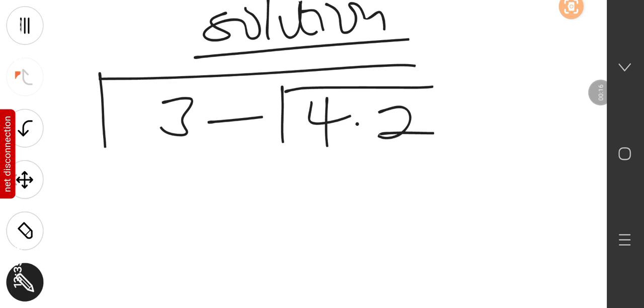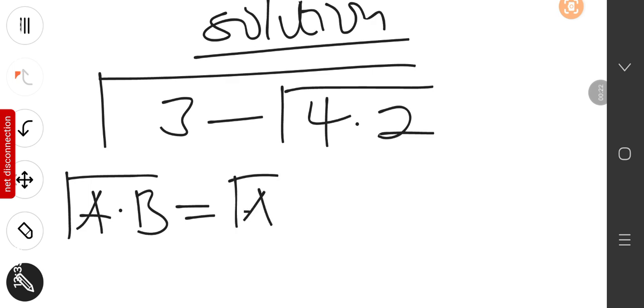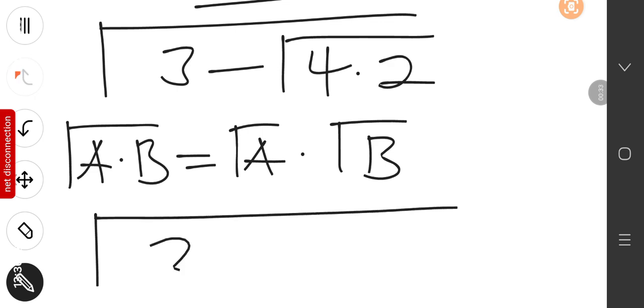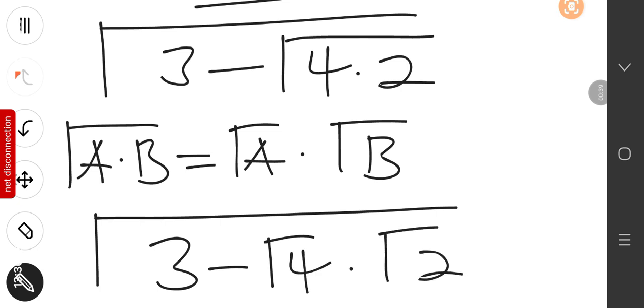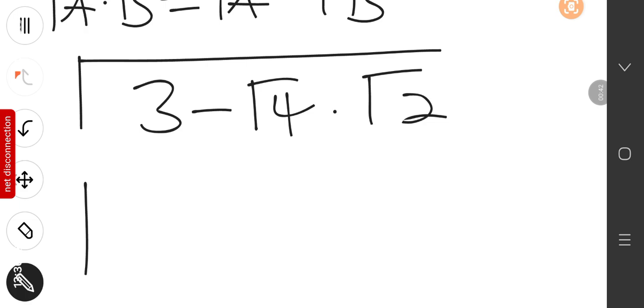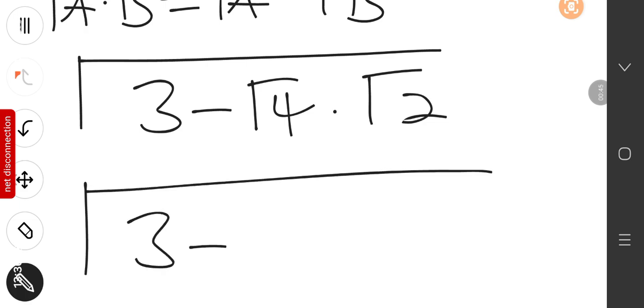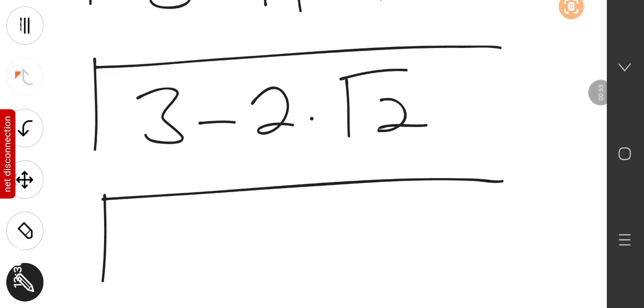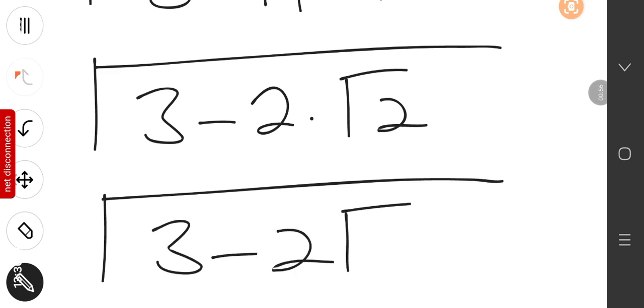All right, from surds, if you have the square root of a times b, this gives us the square root of a times the square root of b. So you're going to have the square root of 3 minus the square root of 4 times the square root of 2. The square root of 4 is 2. So we are going to have the square root of 3 minus 2 root 2.